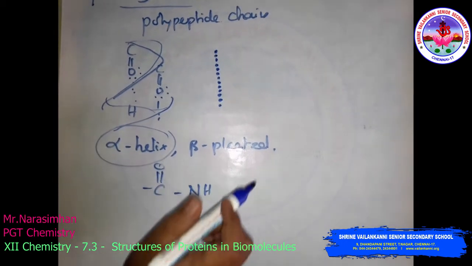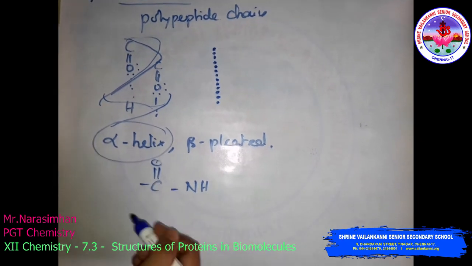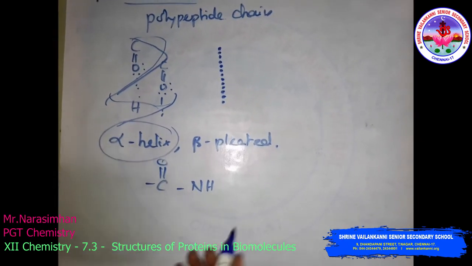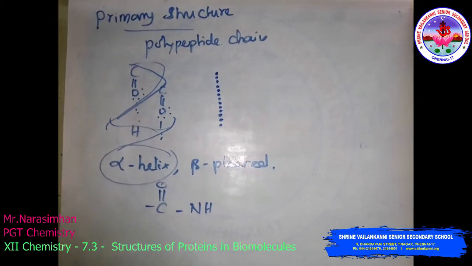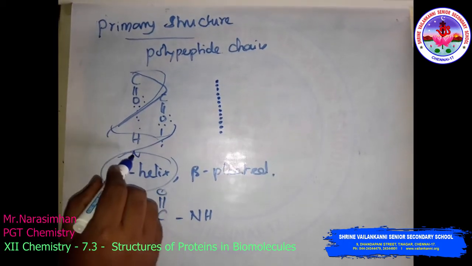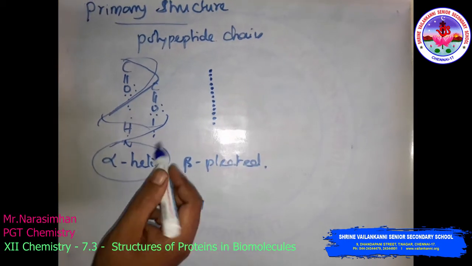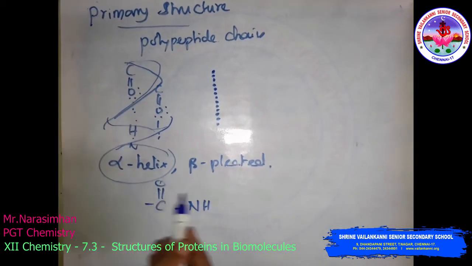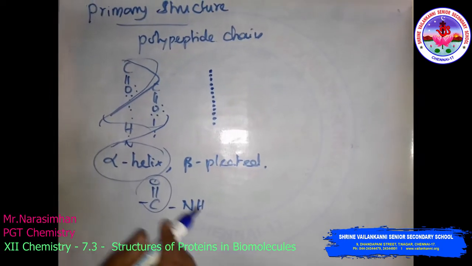The polypeptide chain forms all possible hydrogen bonds by twisting into a right-handed screw, like this. The NH group of each amino acid residue is hydrogen bonded to the C double bond O of the adjacent turn of the helix.